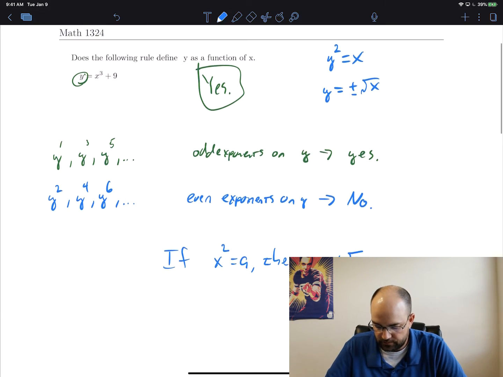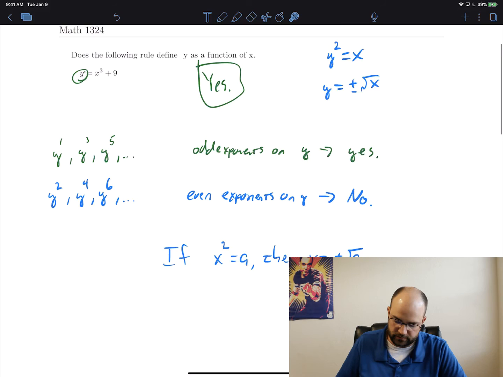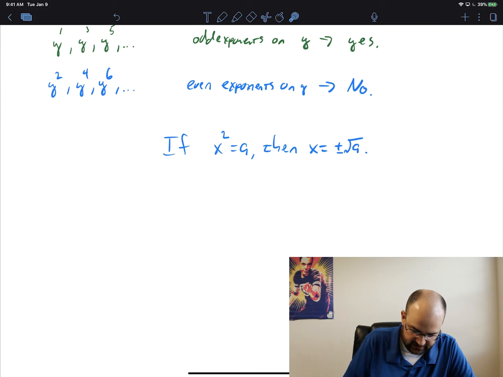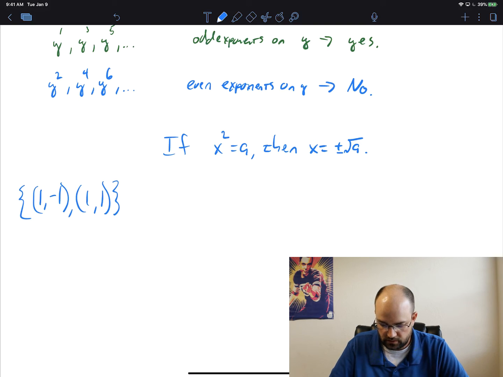And here's the problem. What if x equals 1? Well, if x equals 1, the square root of 1 is just 1, that means y is equal to plus or minus 1. And why is that a problem? Well, if x equals 1, y can equal plus or minus 1. In other words, y can equal negative 1, and also y can equal 1 at the same time. So both of these are guaranteed to be coordinates in this relation.